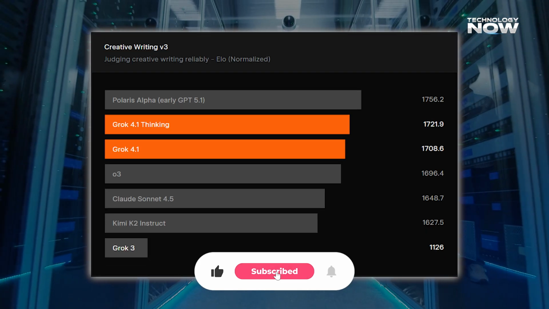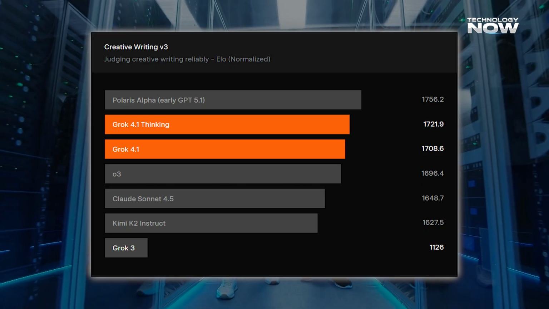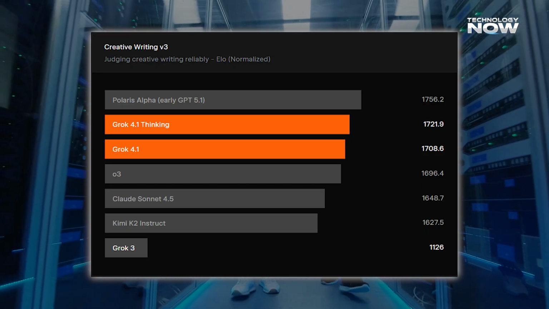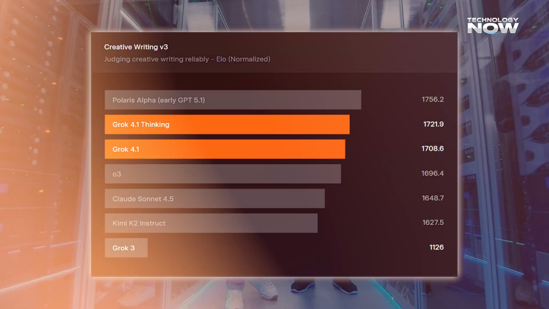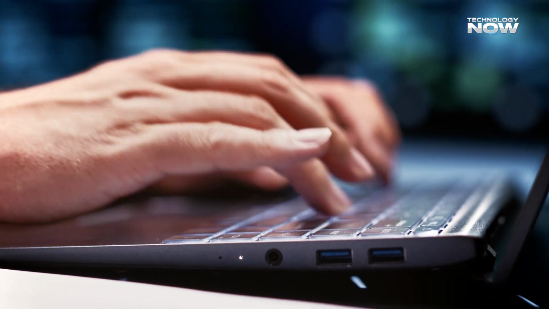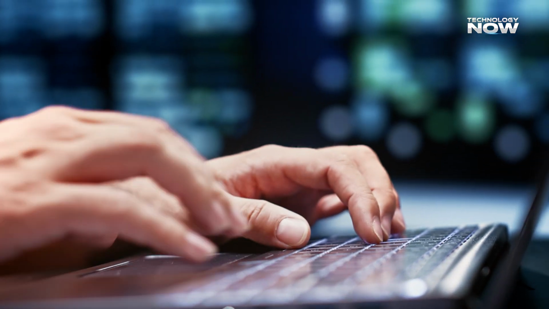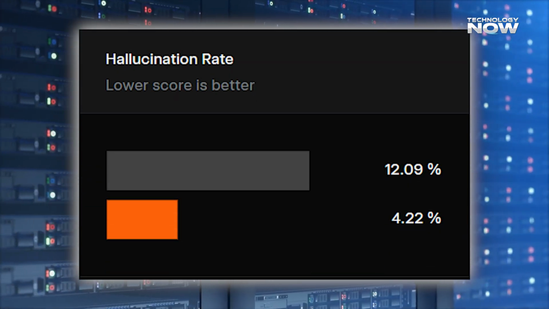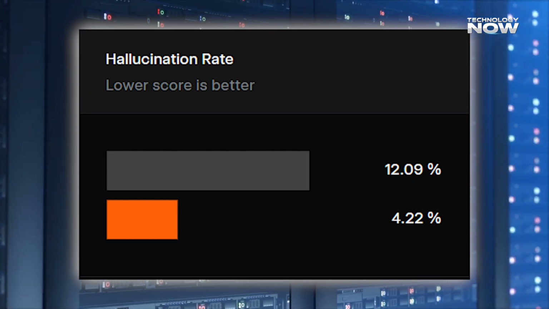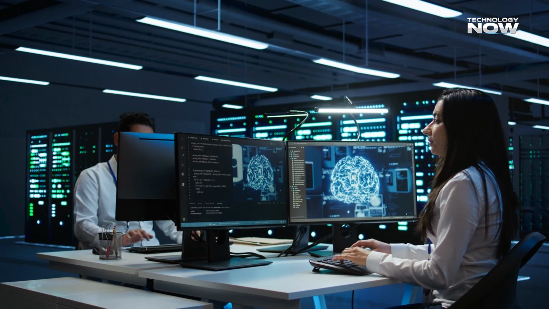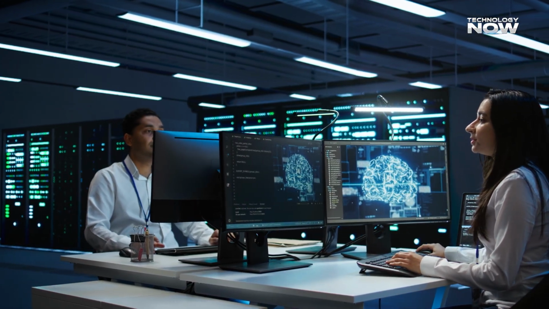Creative writing scores touched 1,721.9 ELO in thinking mode and 1,708.6 in fast mode, proving strong performance in stories and expressive content. In real tests, 94% of outputs needed only small edits, and revisions dropped by 40%. Hallucinations also fell from 12.09% to 4.22%, making it more reliable. Which skill do you think matters more in everyday AI use? Creative writing or emotional intelligence?